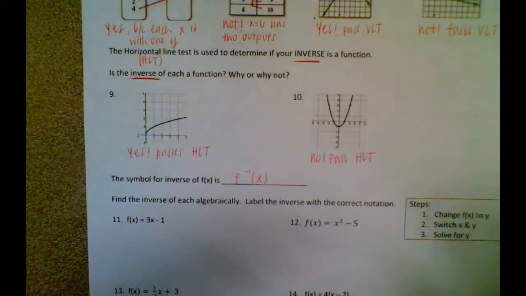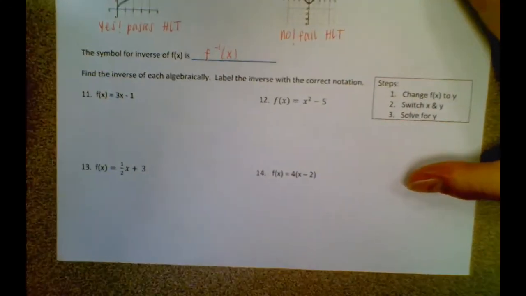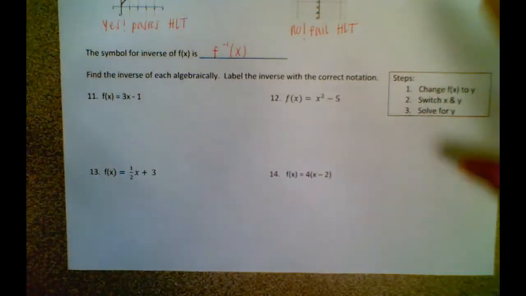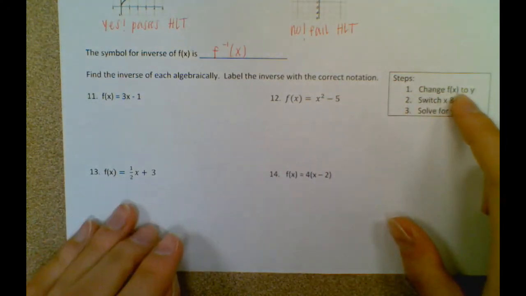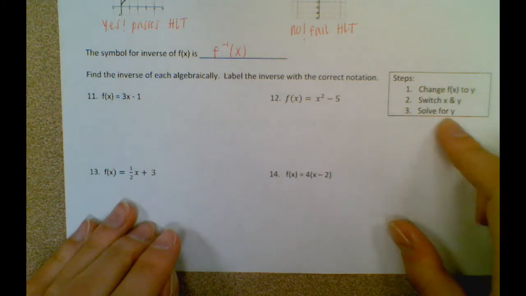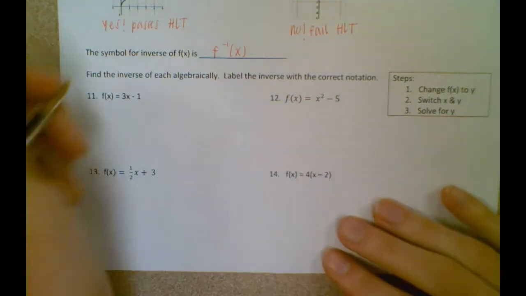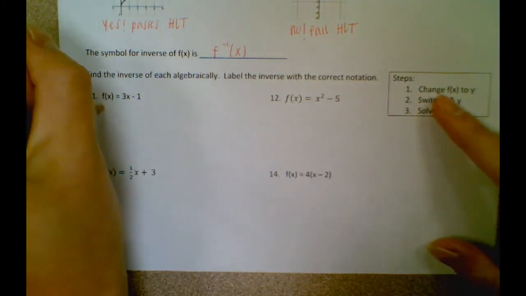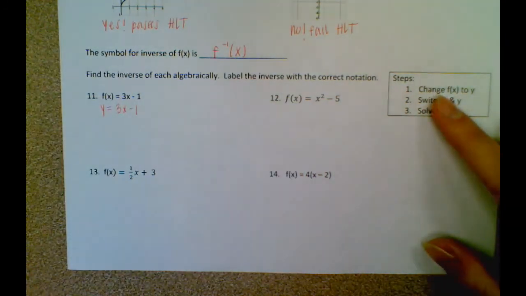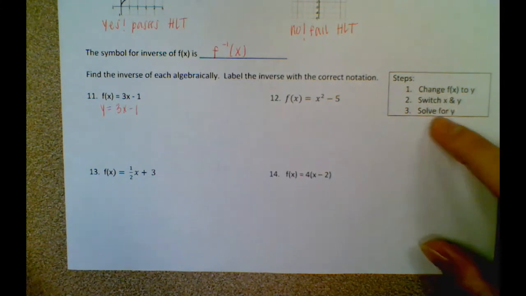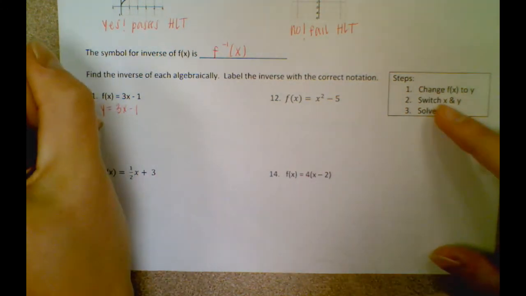Okay. So now we're going to solve these algebraically. It says find the inverse of each algebraically, label the inverse with the correct notation. I put the steps over here off to the right hand side. First we're going to change f of x to y, we're going to switch x and y, and then we're going to solve for y. So step 1, change f of x to y. And just like we learned with inverse functions, you can just switch the x and y values, so that's what we're going to do, switch x and y.